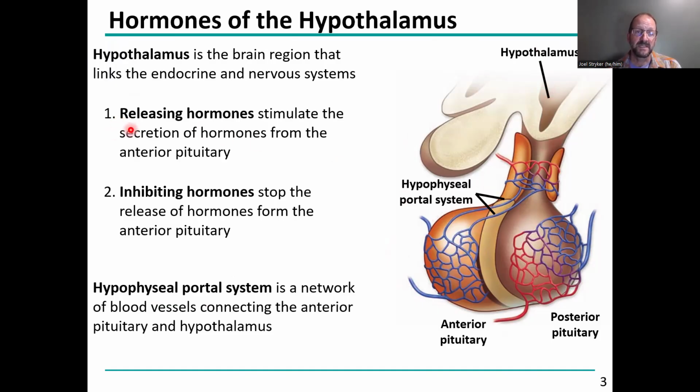It does so by sending out releasing hormones that stimulate secretion of hormones from the anterior pituitary. And then the opposite: there are inhibiting hormones that will stop the release of those hormones from the anterior pituitary.